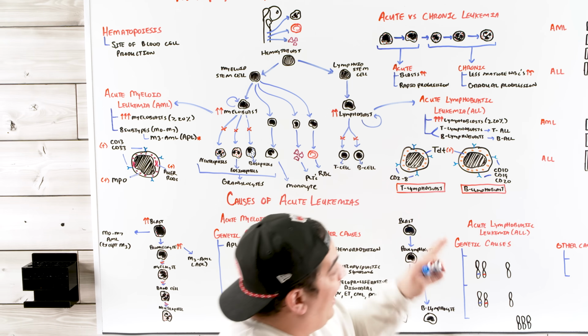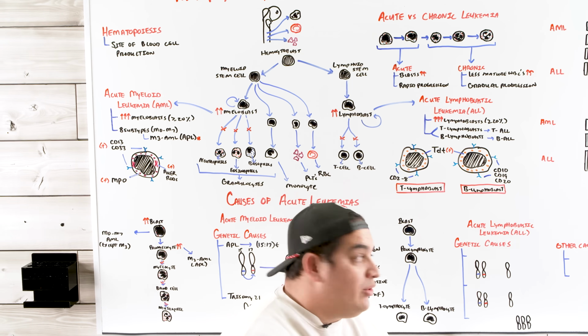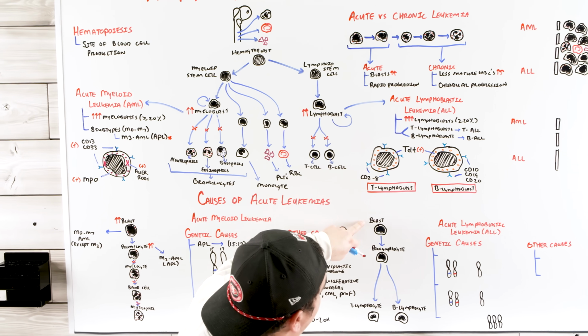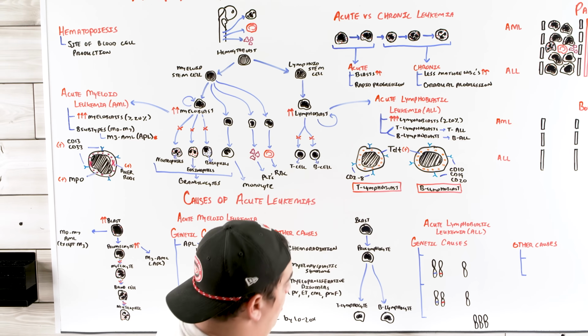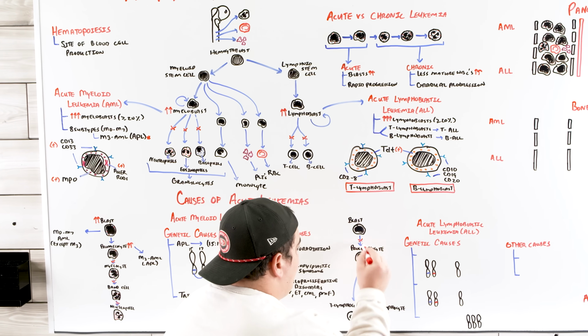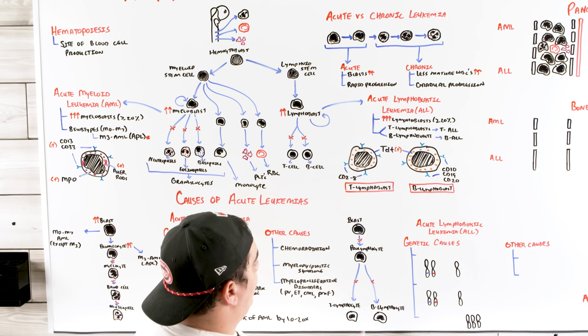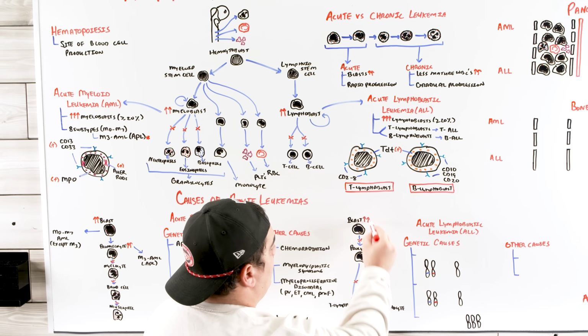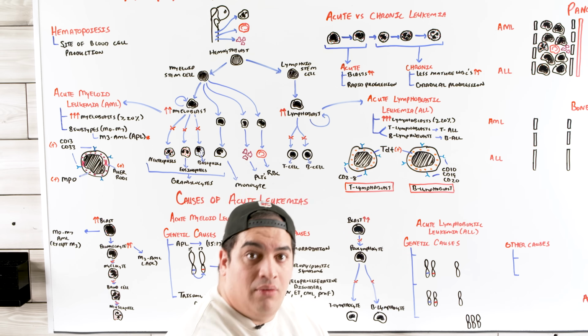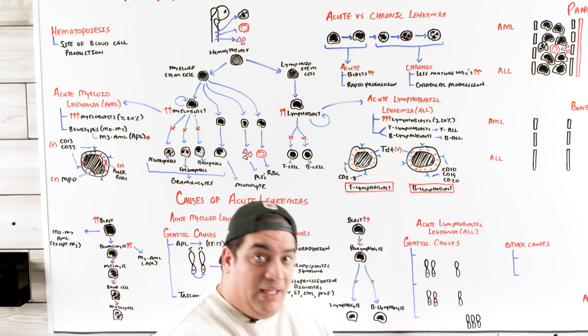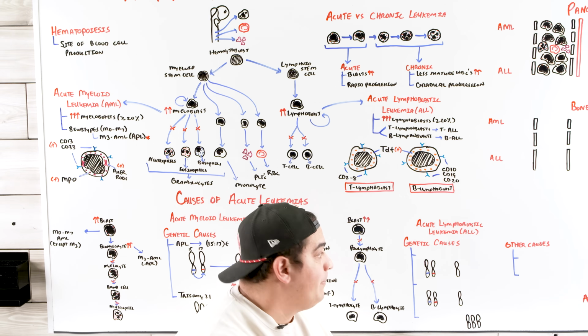Now, for ALL, or acute lymphoblastic leukemia, you have a blast that goes to a prolymphocyte, but it gets stuck right here. So it does not further differentiate, and you don't go down this pathway. What ends up happening is you build up these blasts, right? And this is what leads to your ALL, which could be the B type or the T type.